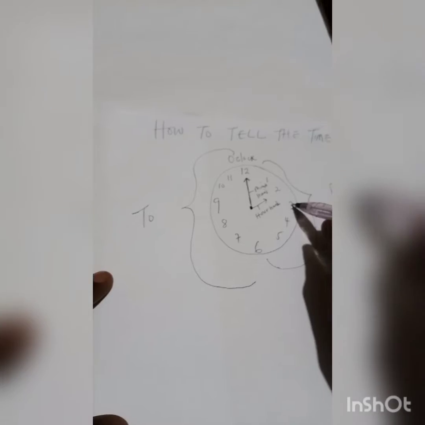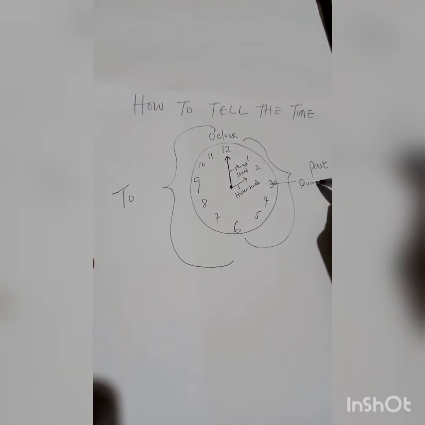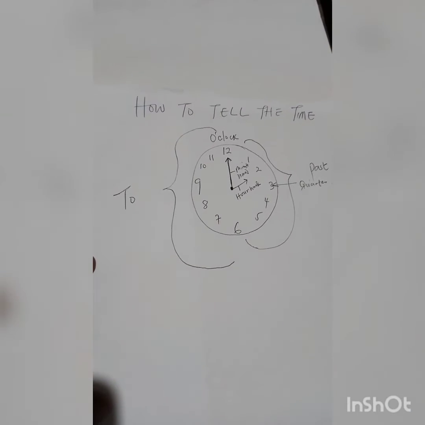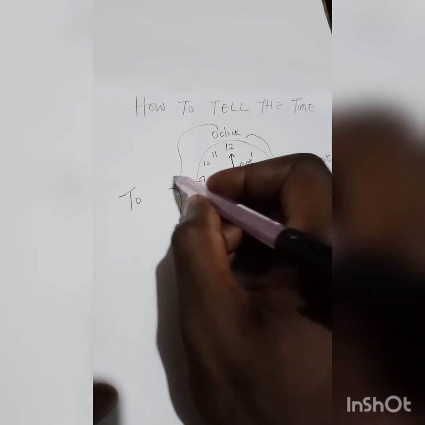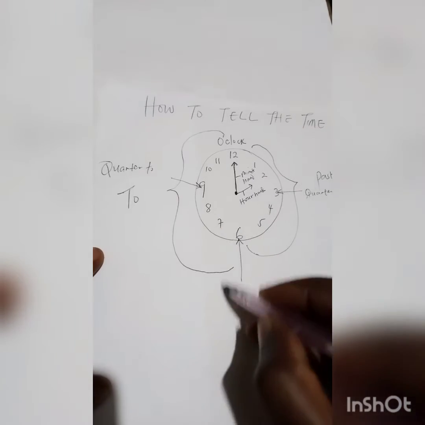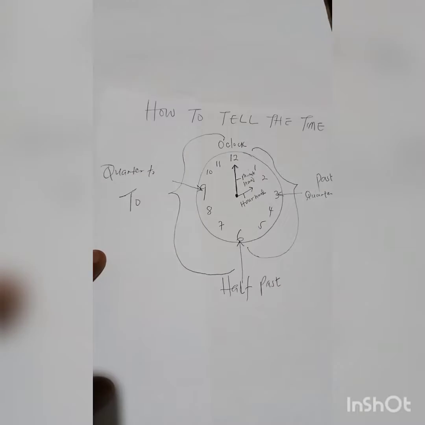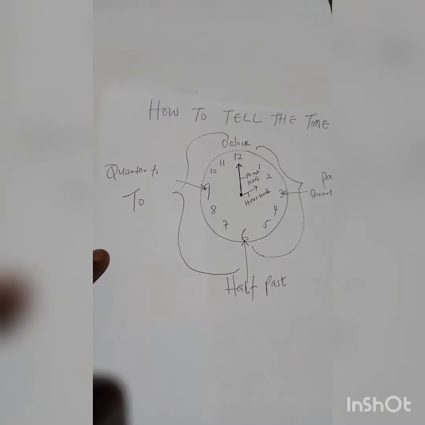Then, at this point, it's called 15 minutes past: 5, 10, 15. 15 minutes past is called quarter past, because it's on the past side. In the same vein, this is quarter to, while here is half past.